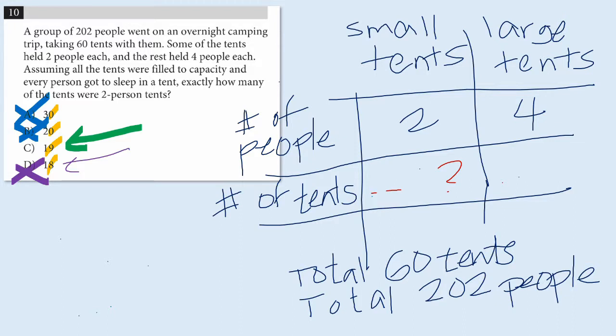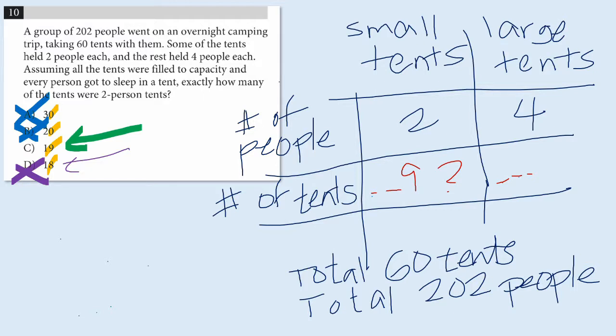And how many large tenths would I have? What would be the last digit of that number? Well, 60 tenths minus some number ending in 9 for the number of small tenths is going to give me a number that ends in 1 for the number of large tenths.